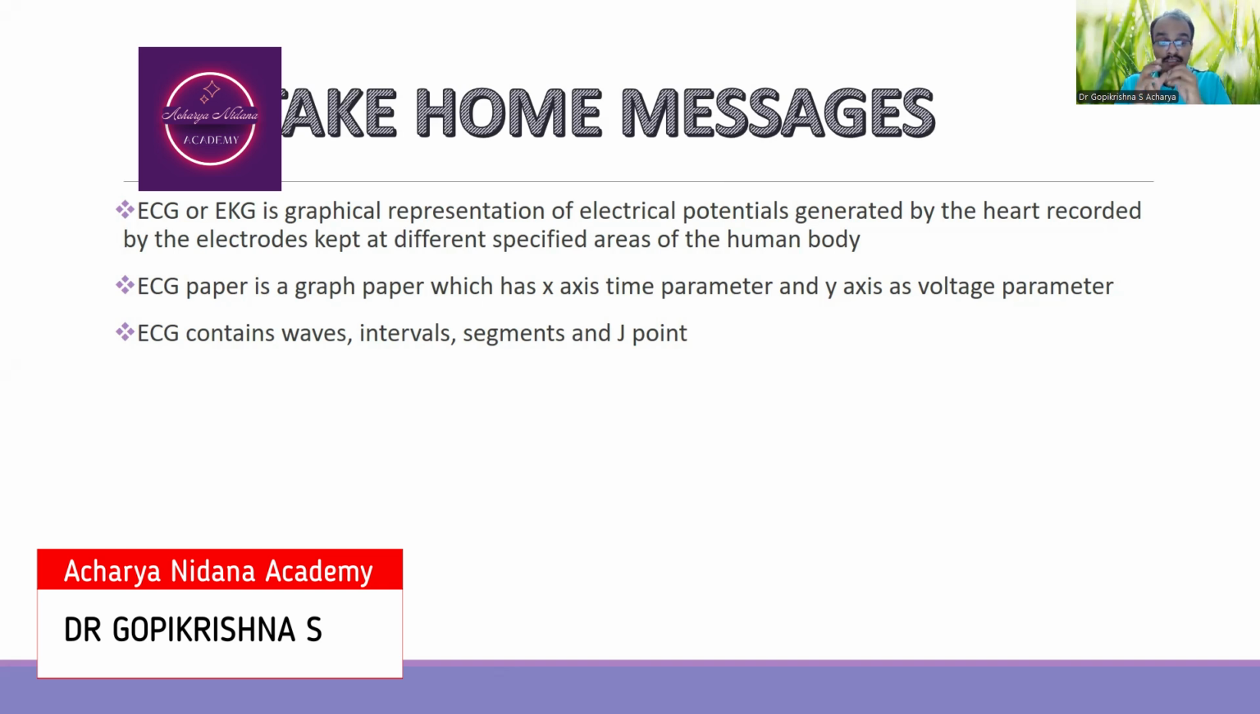ECG contains waves, intervals, segments, and the J point. Waves: P wave, QRS complex, T wave, sometimes U wave. Intervals: PR interval, QRS interval, QT interval, PP interval, and RR interval. And segments: PR segment, ST segment, and TP segment, as well as the J point.